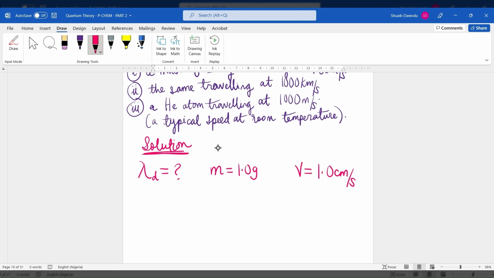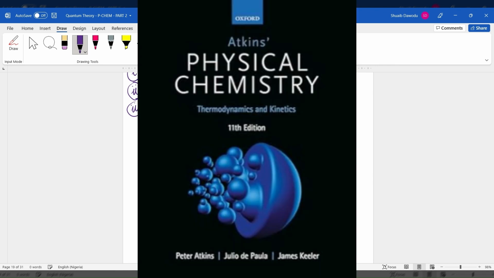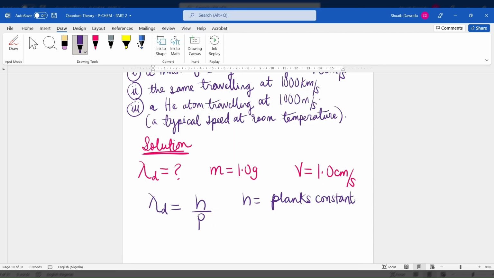Now, when you're dealing with a question like this and you're looking for how to solve the de Broglie wavelength, the formula is lambda sub d equals h divided by p, where h is the Planck's constant. By the way, this question is from the Atkins Physical Chemistry 11th edition. This is question 13 from subchapter 7A, so this is exercise 7A.13a. That is the question.